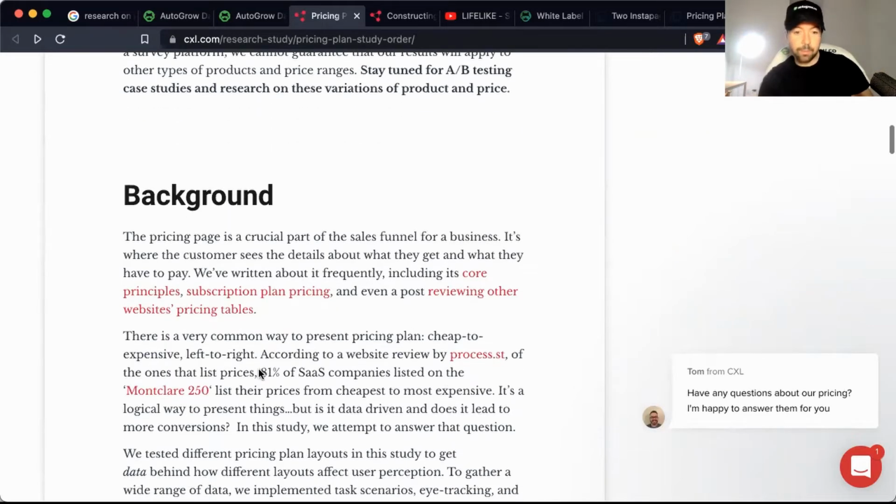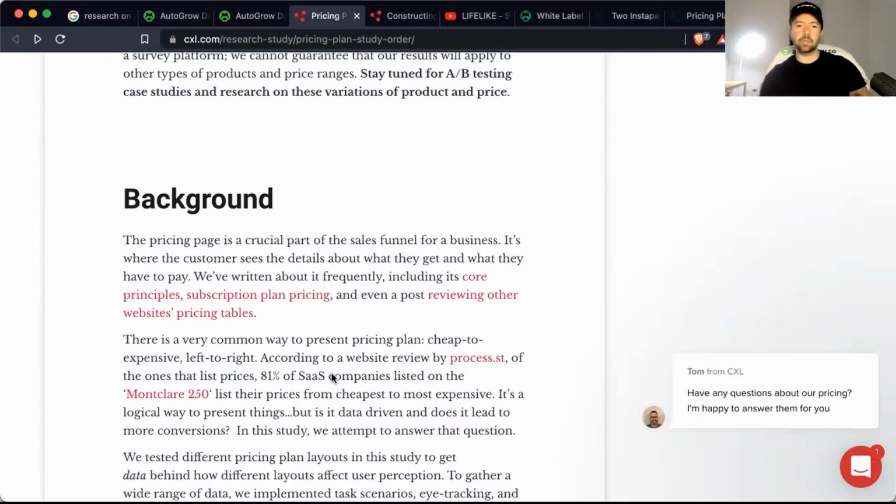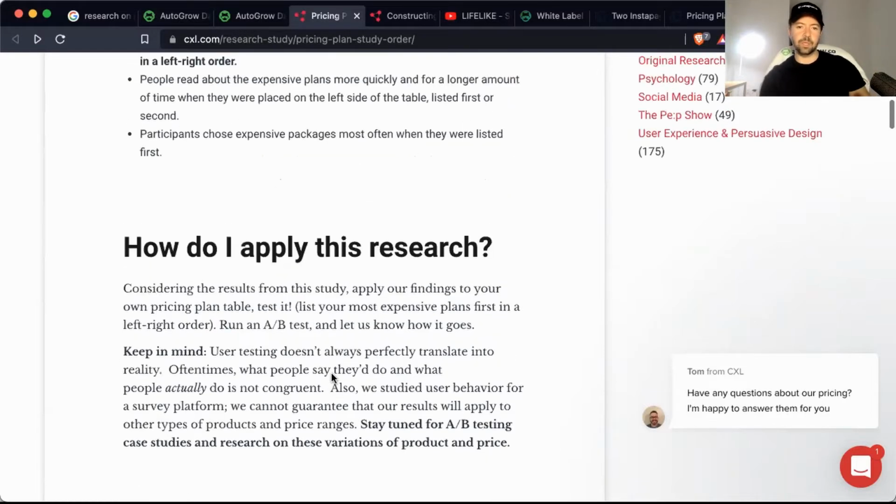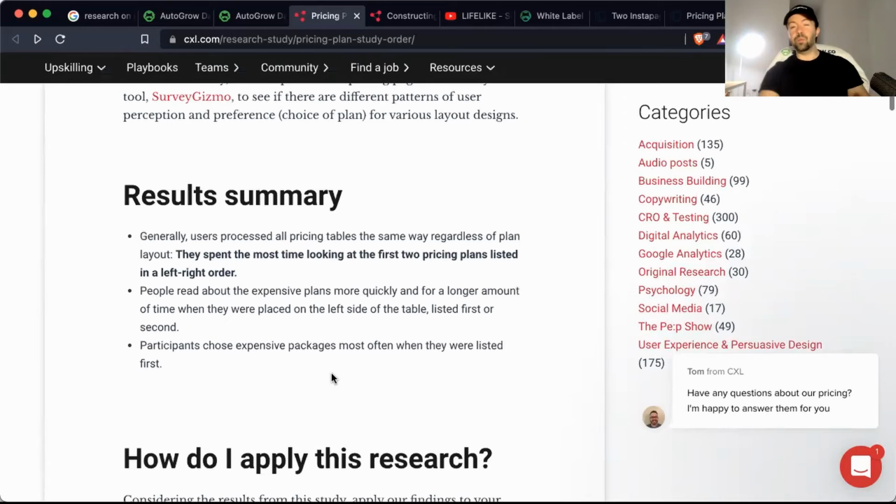Let's see, 81% of SaaS companies, so I guess that doesn't include services and productized services, will list the prices in order of least expensive to most expensive. And that never made sense to me, having had a pretty deep experience in sales, one-to-one, webinars, selling from websites, info products, everything over the last 11 years since we started, actually 15 years since I had some previous businesses I worked on.